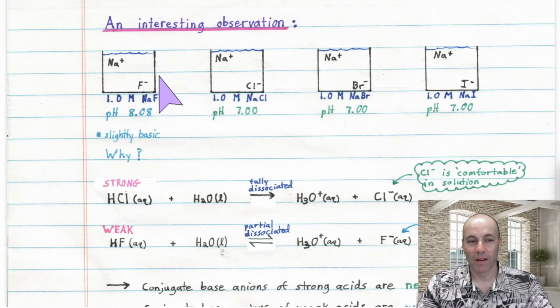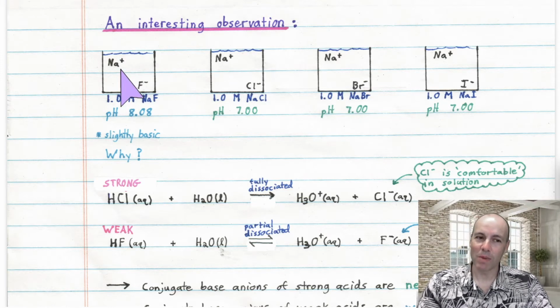I've drawn here schematics of 4 solutions. The first one is 1 molarity sodium fluoride, the second 1 molarity sodium chloride, third 1 molarity sodium bromide, and the fourth 1 molarity sodium iodide. So the cations are all the same, the concentrations are all the same, but the anions are different.